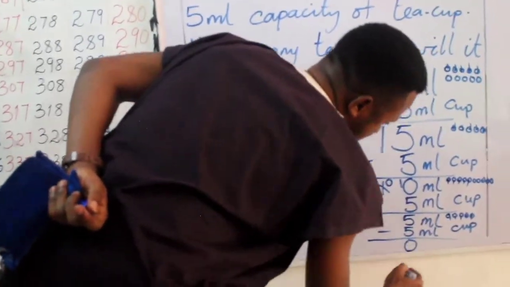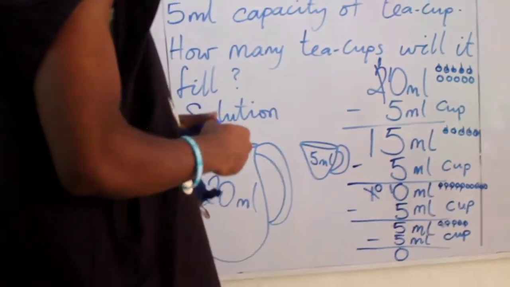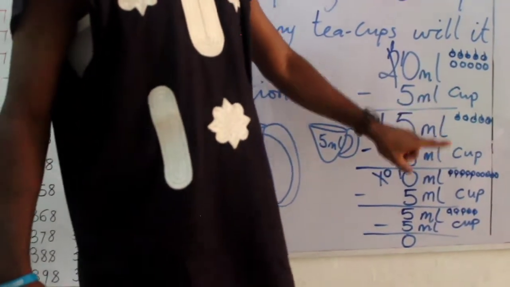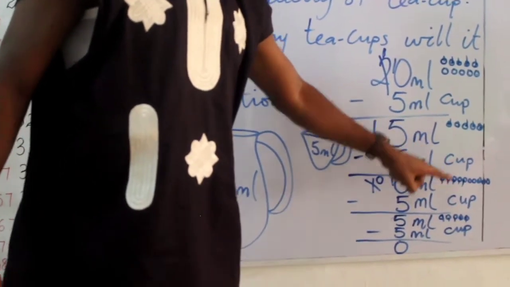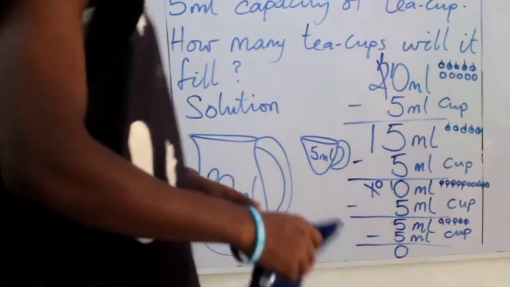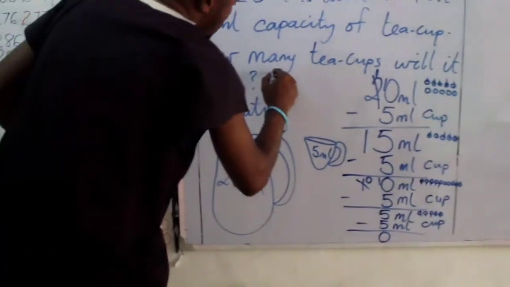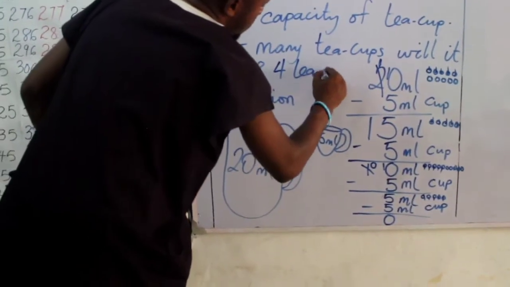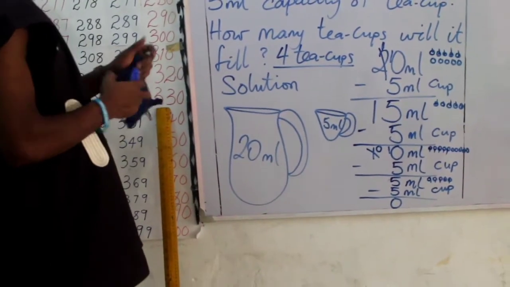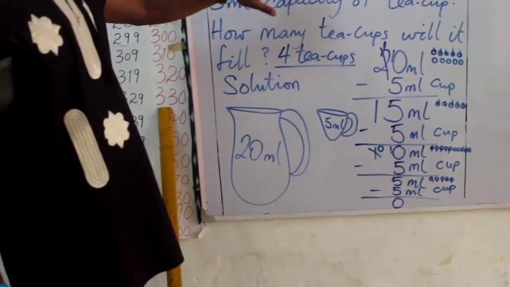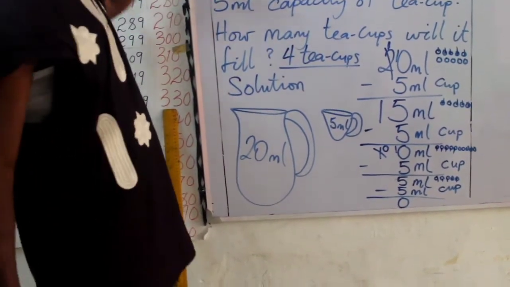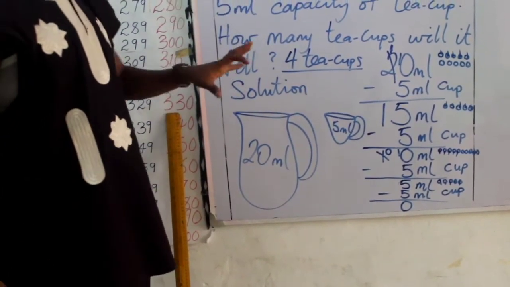We have 0 left. So let's count how many cups we filled now. We have the first cup 1, the second cup 2, the third cup 3, and the fourth cup 4. So it will fill just what? 4 cups. That is the answer to this question. So when you fill 20 milliliter of what? Maybe water or any liquid into this 5 milliliter, it will take just 4 cups.